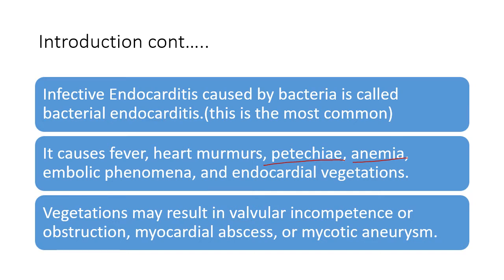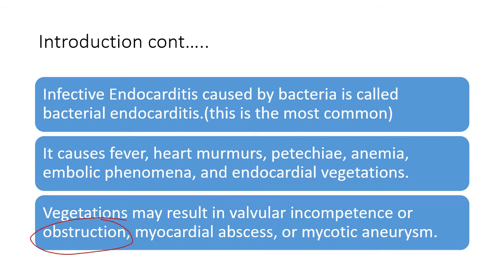Vegetate meaning they will start to grow on the inner lining of the heart. That is the endocardial vegetation. Vegetation may result in valvular incompetence. Of course, this is a complication of valvular damage. That is, the valve cannot close and prevent the backflow of blood. That is valvular incompetency. Sometimes inflammation can lead to narrowing of the valve, which will cause valvular obstruction.